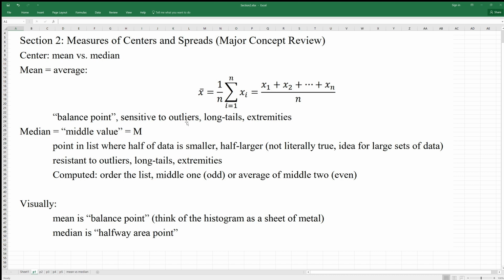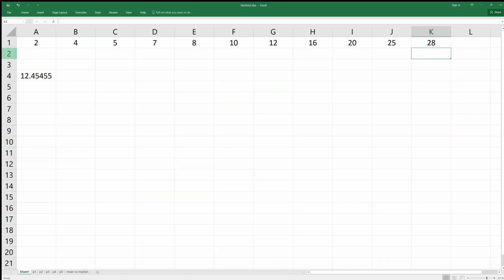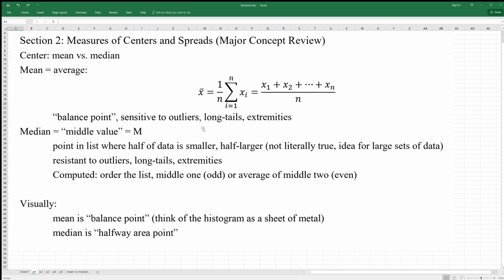If there are outliers, like we just saw with the 1,000, let's say, then it's going to pull the mean in that direction. It doesn't matter which direction it is, right? If I make this very far to the left, negative 100, let's say, then it's going to drastically pull down the mean. It's still positive 3, but it pulls down the mean. So outliers, long tails, extremities, all of these things have a pulling effect on the mean.